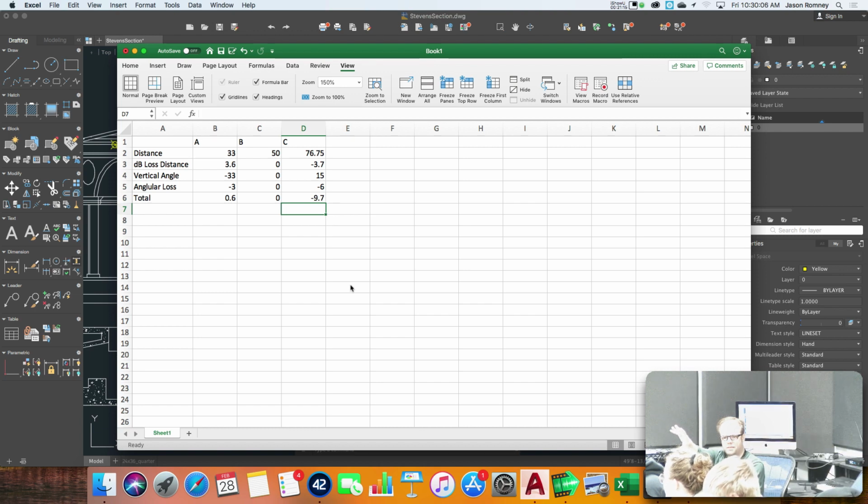Does that make sense? So let's change this now. So now I can't get rid of that minus 3.7 for the loss, but I can certainly change this angle. So this becomes 0 now.